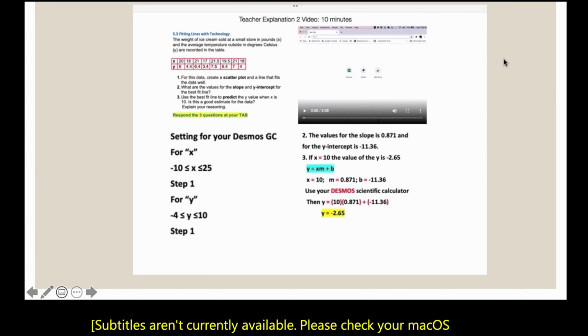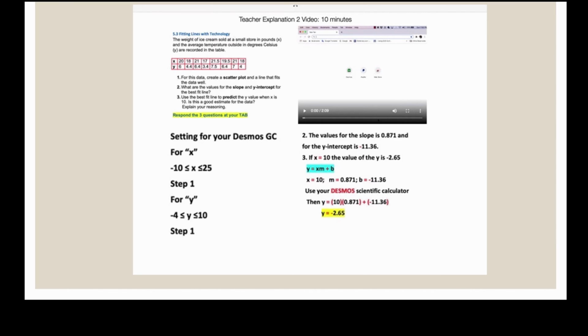This is my teacher explanation showing the steps and the technology mathematics strategies to solve scatter plot points that create a line, to find out the slope and the y-intercept. Also, I am teaching my learners the mathematical strategy to predict the value of the y variable when it has the value of x equal to 10, using the Desmos scientific calculator.